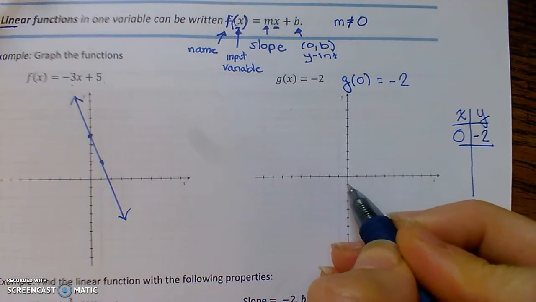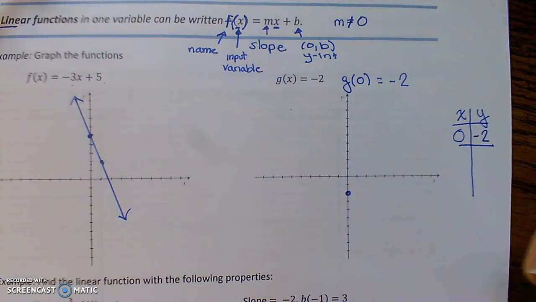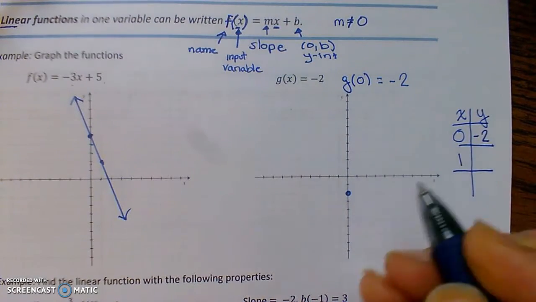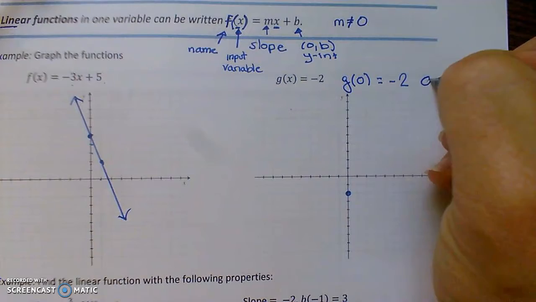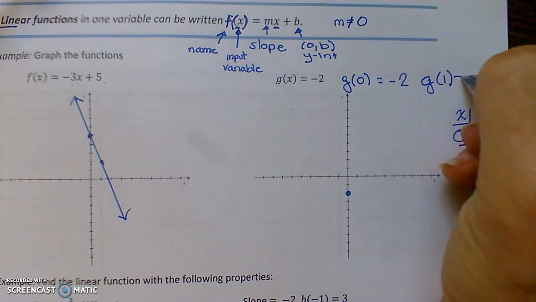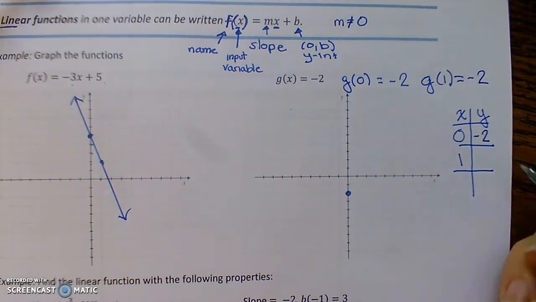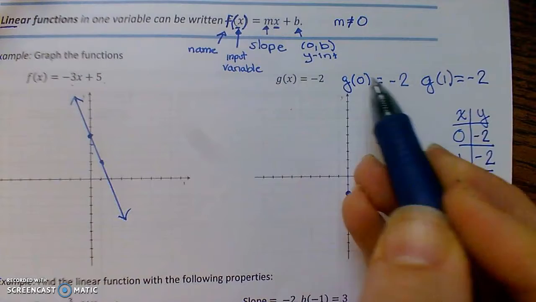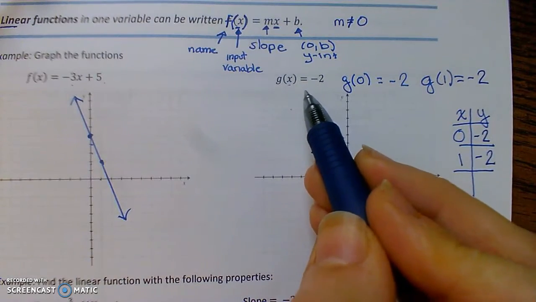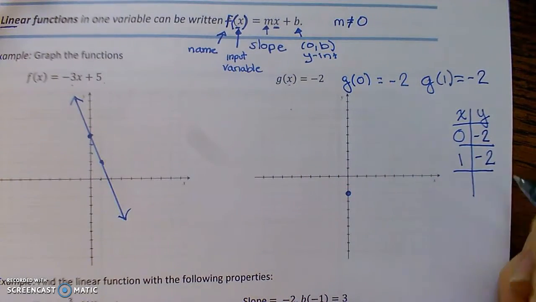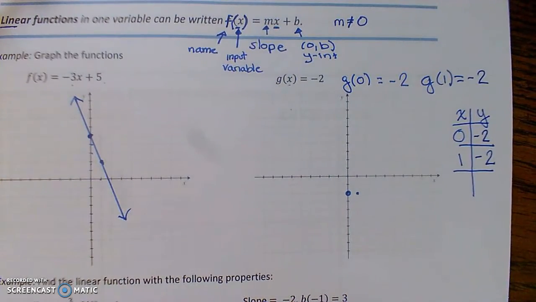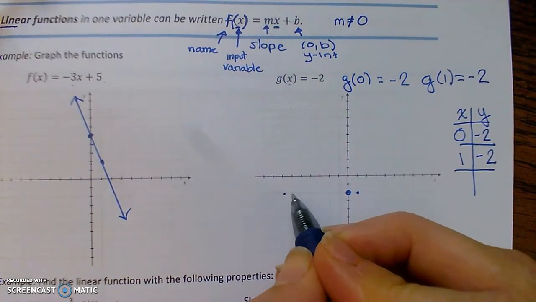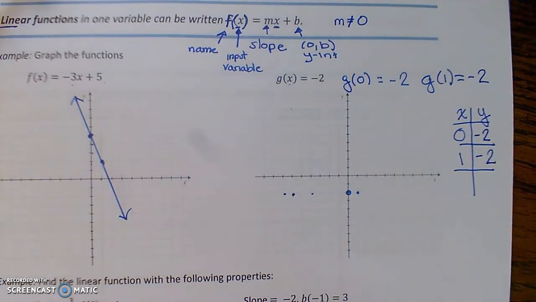0, negative 2. Plug in anything else for x, say 1. Plug in 1 for x, you get out negative 2 for y. That's what the equation says. No matter what x is, g of any x is equal to negative 2. So what you get is just points along this horizontal line.